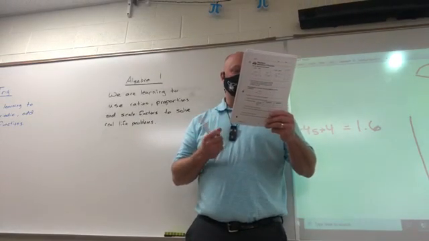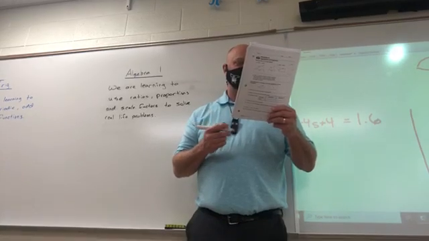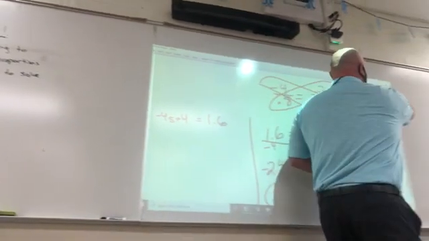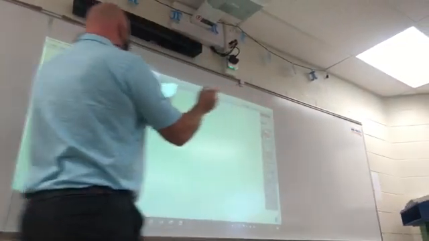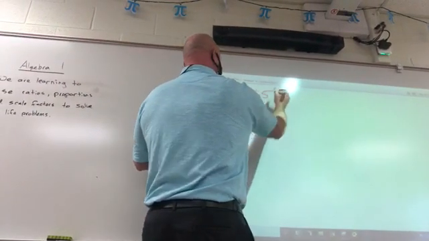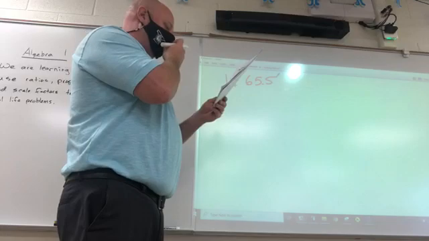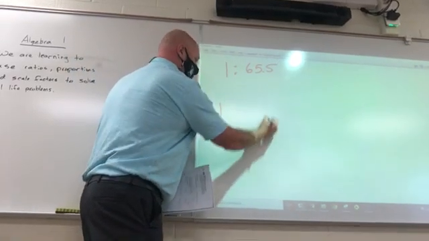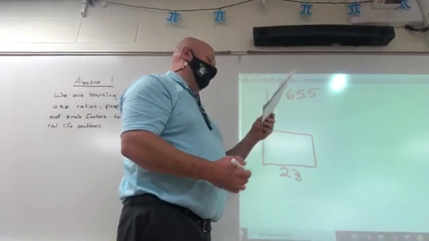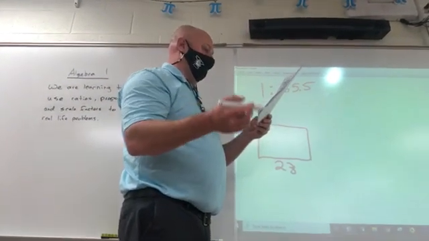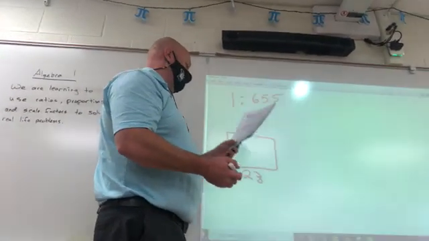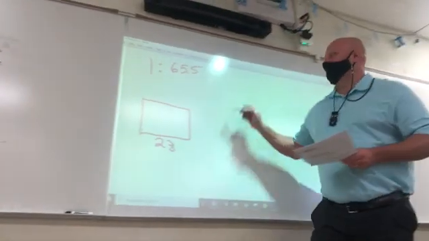You want to do 11 and 12? All right, what's 11 say? A model of a building was built to scale 1 to 65.5. One side of the model is 23. How long in feet is the side of the actual building? Okay. So, what's your proportion?